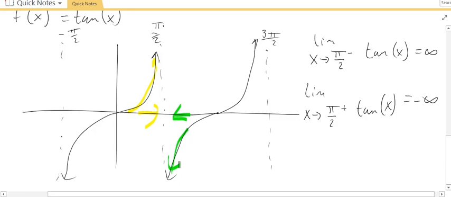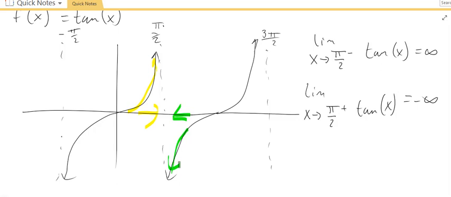And you can really make a statement about limits in general: a vertical asymptote is what happens anytime one of these limits is true, that the limit as x approaches that point a is either infinity or negative infinity.